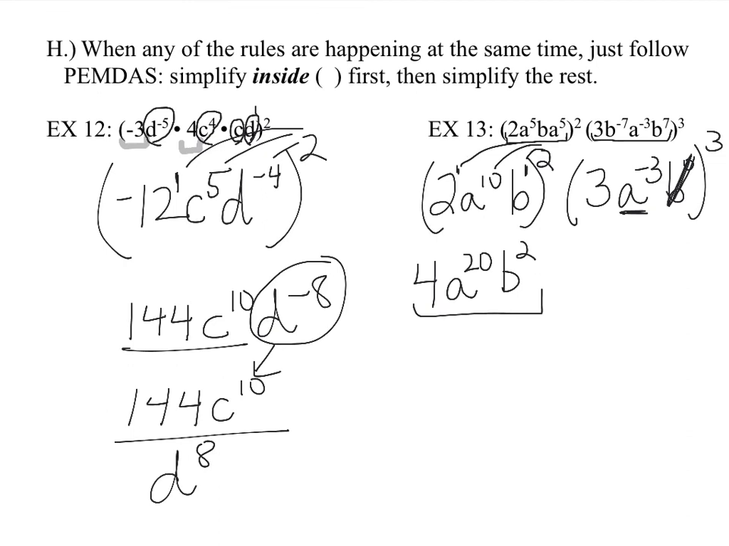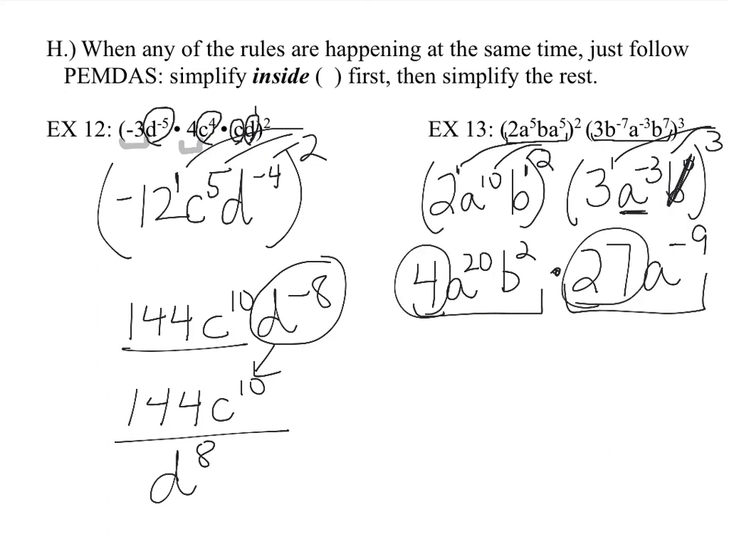I am going to bring the 3 in, and imagine there's a 1 here, so I'm going to do 3 to the 3rd power. Now be careful, 3 to the 3rd power is not 9. 3 times 3 is 9, times another 3 is 27. Multiplying exponents, a to the negative 9th. So now let's multiply these two things together. So I'm going to do 4 times 27, which is 108.